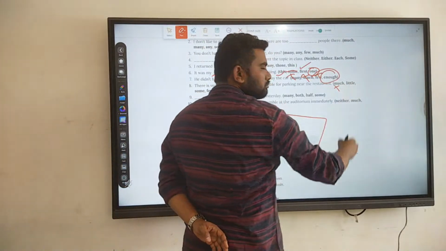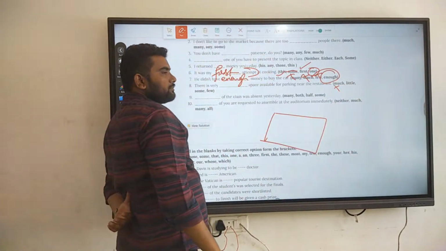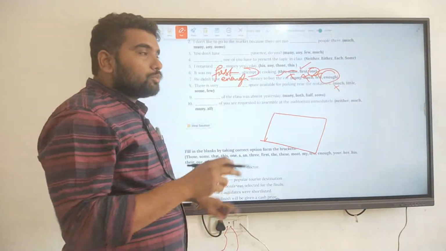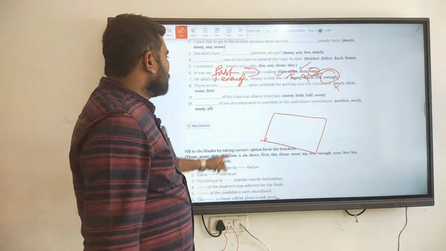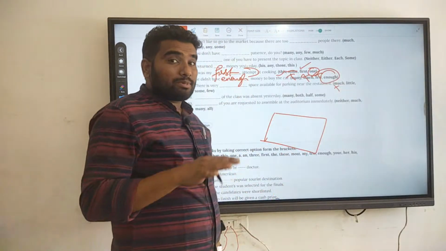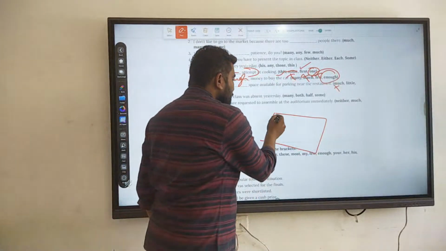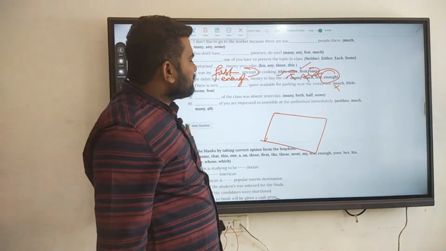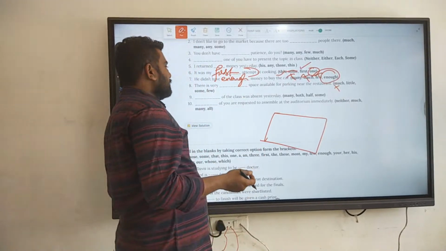Much? No, it is not suitable, because it is used for uncountable things which are very large in number. And here we are talking about space, not spaces or places. We are talking about a particular place. And see, there is a very dash space available. So dash space means a very little space.